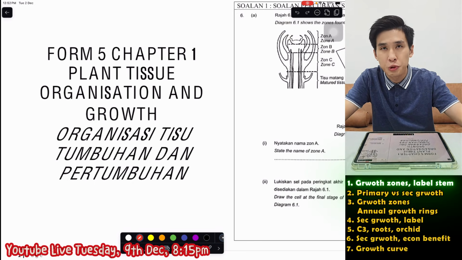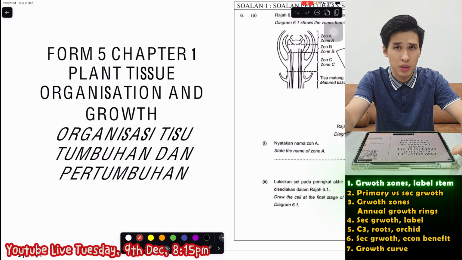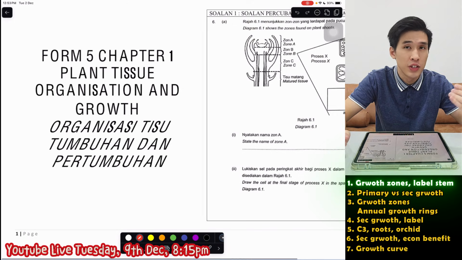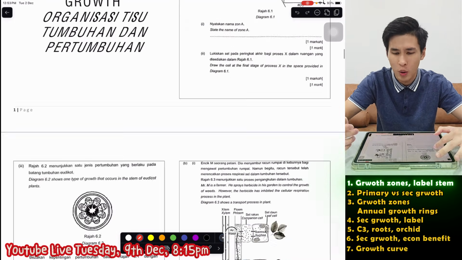Form 5 Chapter 1, Plant Tissues and Growth. Now, in my opinion, I think that this is one of the most important plant chapters for this year's SPM, because quite many years it didn't come out already. And for Form 5s who are facing your first term, this is also a very good revision, because usually your first term definitely has Form 5 Chapter 1.